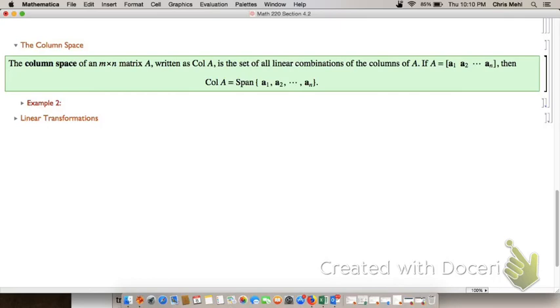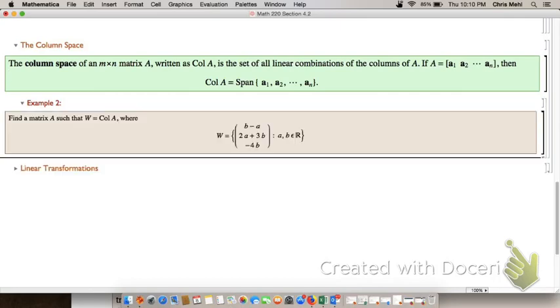Okay, so example 2 is similar to the previous example. I should really be calling this example 3.